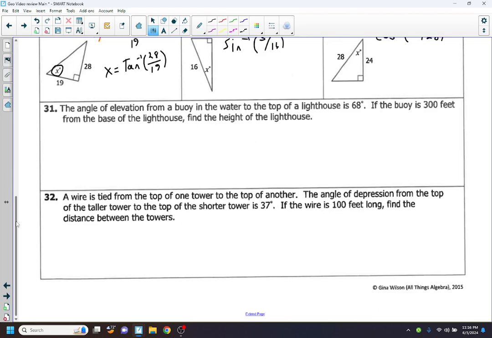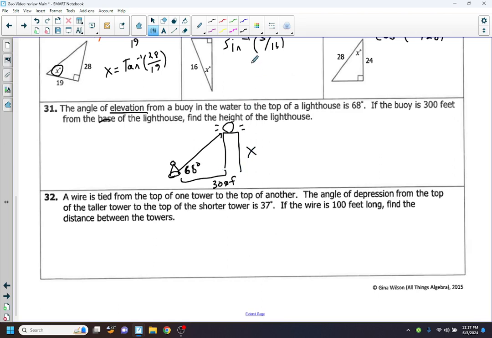All right. The angle of elevation from a buoy in the water to the top of the lighthouse is 68 degrees. When I say elevation, I'm looking up. So the buoy is looking up at the lighthouse. And here's our lighthouse, and here's my buoy. So it's looking up at 68 degrees. If the buoy is 300 feet away from the base of the lighthouse, from ground to ground, what's the height of the lighthouse?